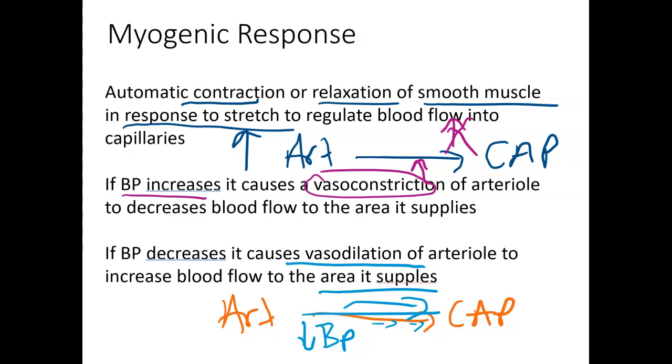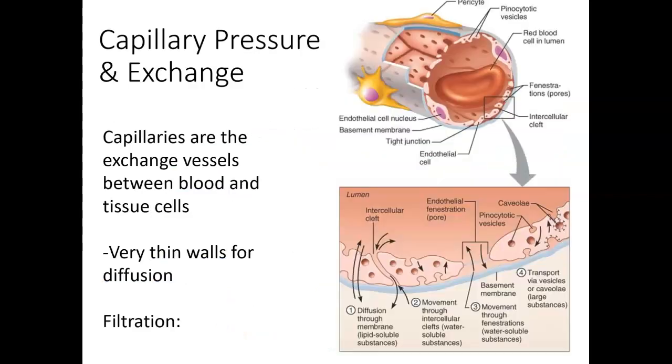This is a specific reflex. It's going to happen anytime we have a capillary network fed by an arteriole, which you will see in the kidney, and it's just a stretch reflex, and its job is to keep the arteriole diameter pretty constant in response to pressure changes, so we maintain blood flow into the capillary.